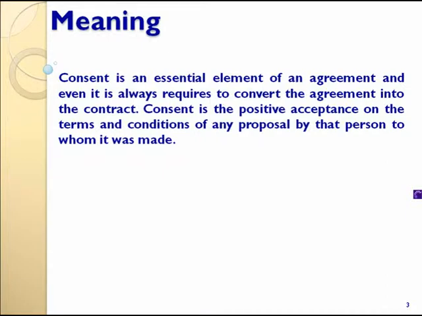In an agreement, first a person gives a proposal to the next party, and if the next party accepts that proposal, it is known as an agreement. So acceptance is an essential part of any agreement, and if this acceptance is free, then it is known as a valid acceptance. Consent is an essential element of an agreement, and it is required to convert the agreement into a contract. An agreement will never exist if a proposal has not been accepted.